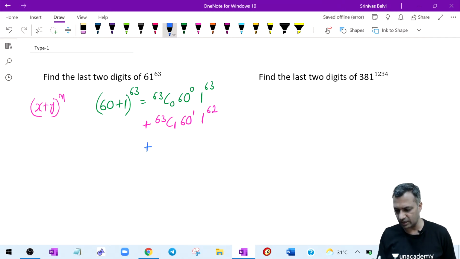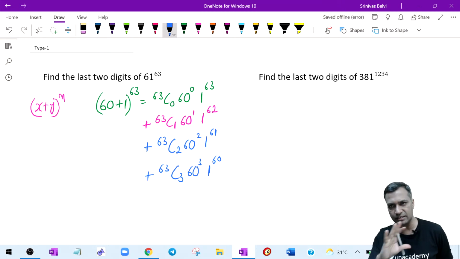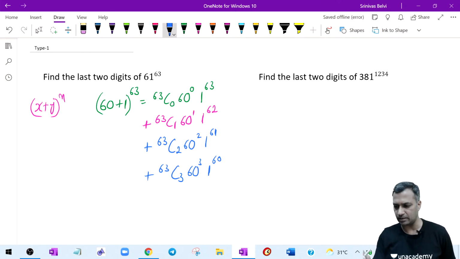If you're writing the third term, you would write 63C2, 60 square and 1 raised to power 61. Then you might write the fourth term as well: 63C3, 60 raised to power 3 and 1 raised to power 60. Likewise, this is how you write this particular part.